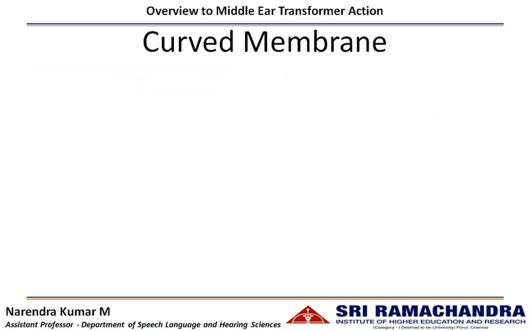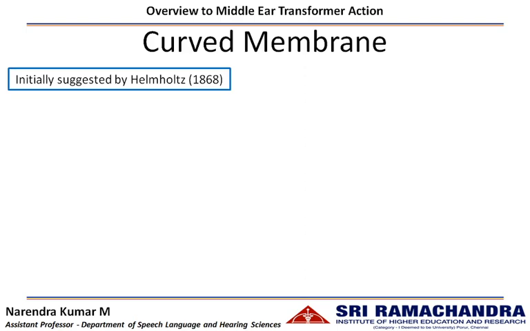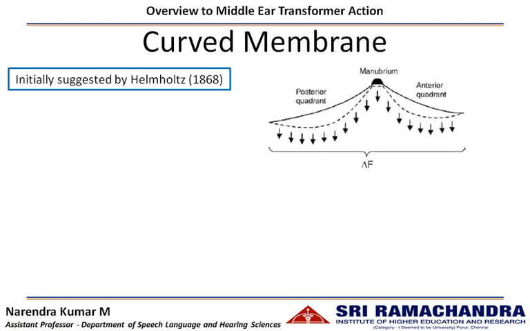The curved membrane mechanism was first explained by Helmholtz in 1868. He stated that the tympanic membrane is held tightly along its rim in the tympanic annulus. The center of the tympanic membrane is connected to the handle of the malleus through the manubrium. Now, these free surfaces are free to vibrate, whereas the movement is restricted at the level of the manubrium. This enables the tympanic membrane to function with a lever action. He explained this as the lever action of the tympanic membrane.